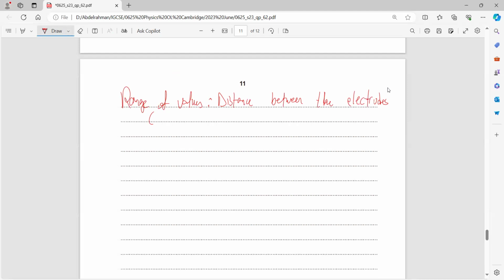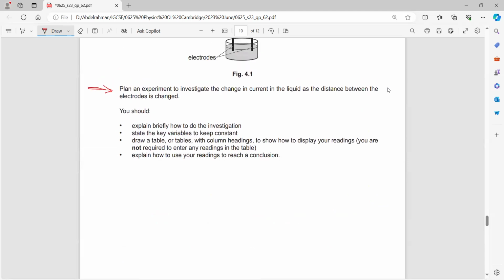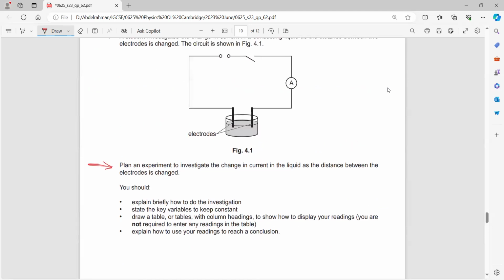What are some suitable distances for this experiment? 5 centimeters, 10 centimeters, 15, 20, and 25 centimeters. So these are quite suitable distances for this experiment. You should explain briefly how you would do the experiment, state the key variables, draw the table, and explain how you would reach a conclusion.